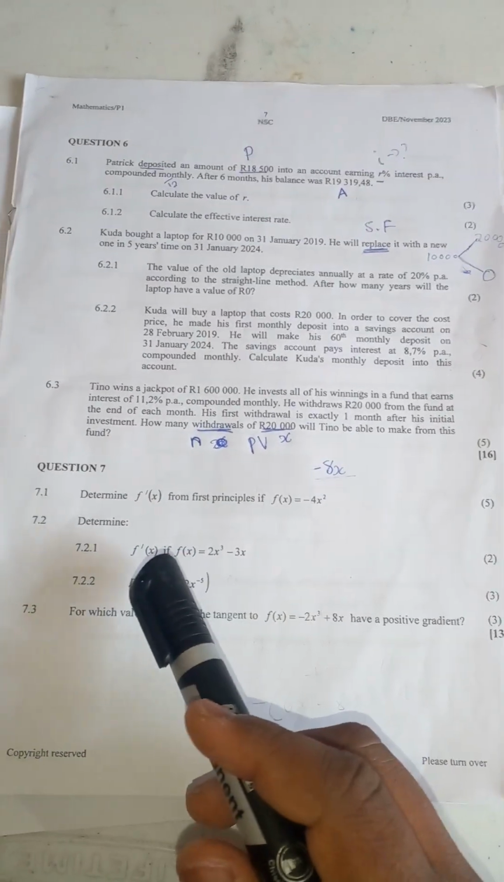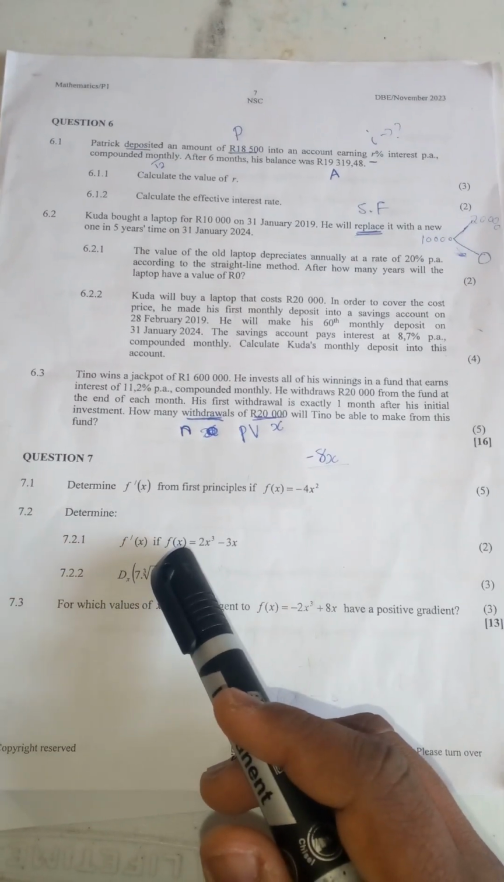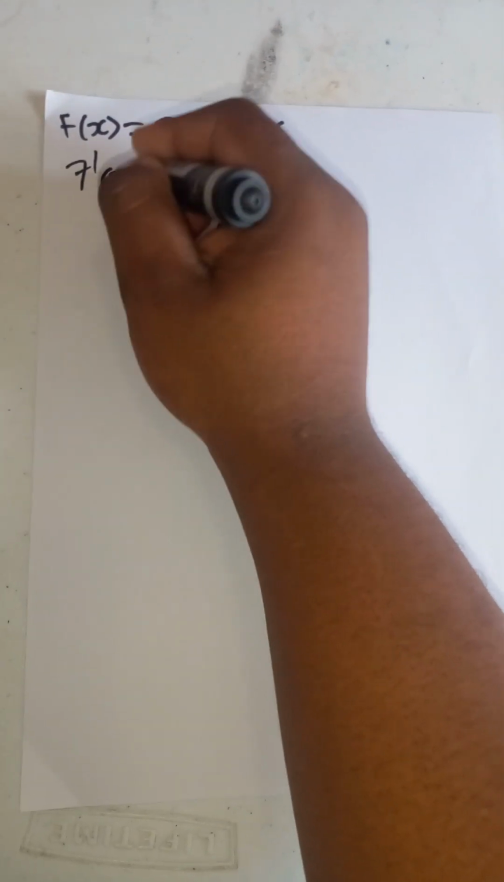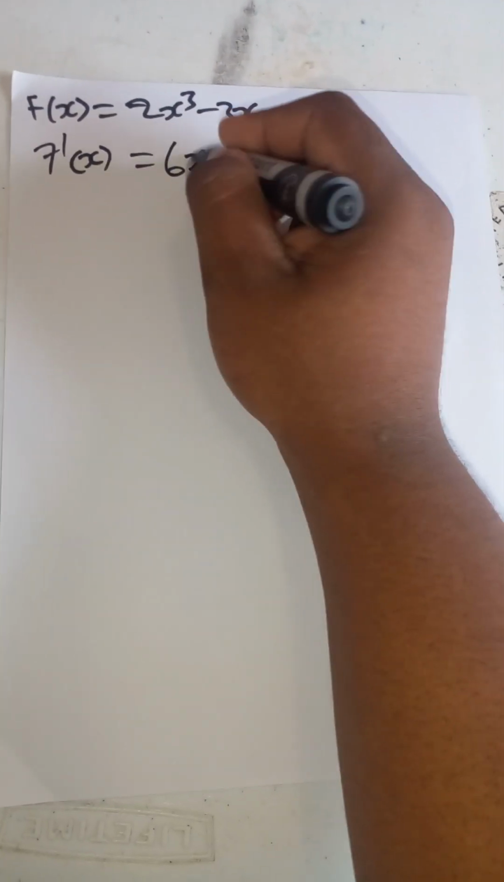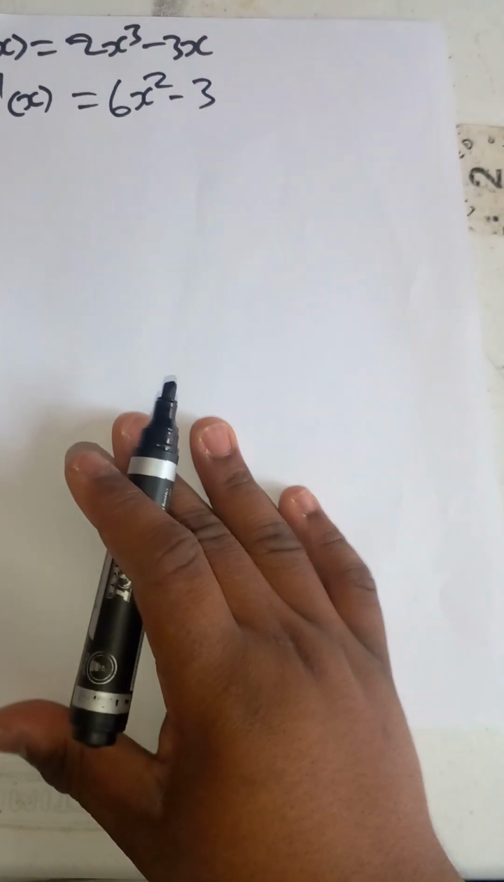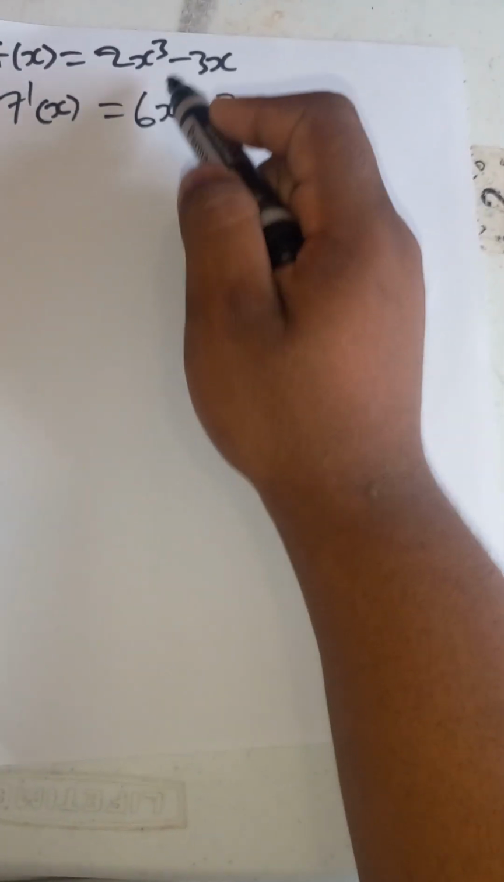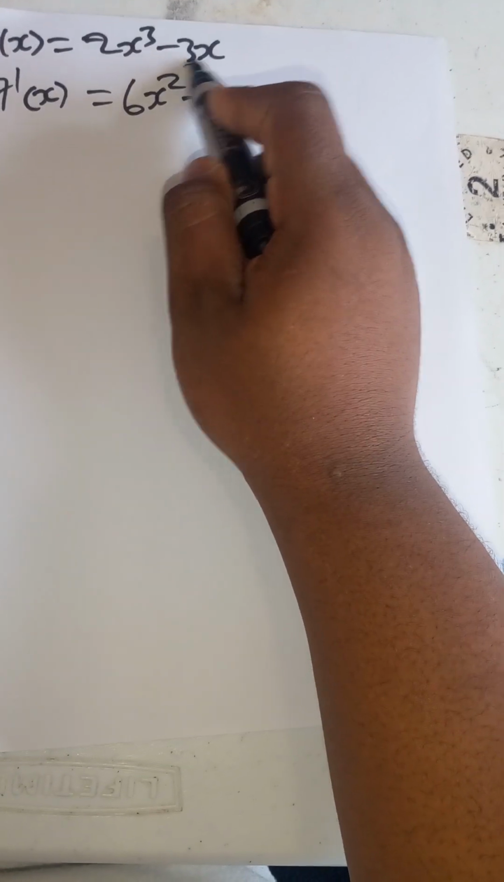The next question is saying determine the first derivative if f of x is equal to negative 2x cubed minus 3x. Now this is about notation. At least they even told you what you must do there. So now f of x was negative 2x cubed minus 3x. So now I can see that I have a linear equation sort of. So I'm allowed to find the first derivative of x, which is negative 6x squared minus 3. That's how it is. 2 times 3, 6. 3 minus 1, 2. And then the derivative of this one is simply 3.